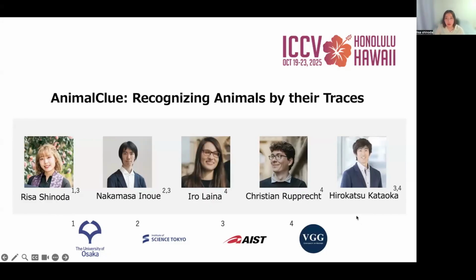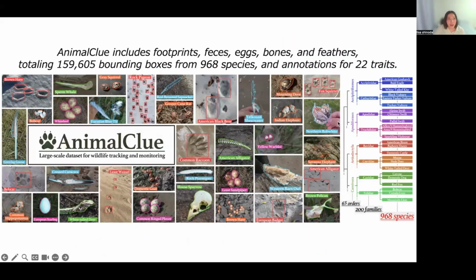Today, I'd like to talk about AnimalClue, recognizing animals by their traces. We construct the AnimalClue dataset, which includes footprints, feces, eggs, bones, and feathers, totaling 150,000 bounding boxes from 968 species and annotations for 22 ecological traits.